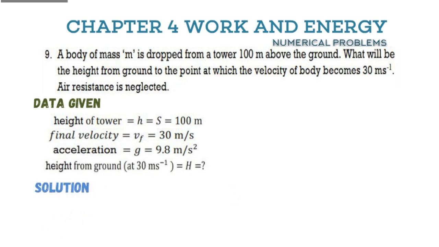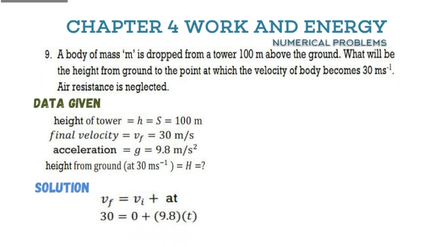Step 1. Calculate the time to reach 30 meters per second. We'll use the first equation of motion, which relates velocity, acceleration, and time. The formula tells us that the final velocity equals the initial velocity plus acceleration multiplied by time. Since the body is dropped, its initial velocity is 0. This simplifies the formula to final velocity equals acceleration times time.